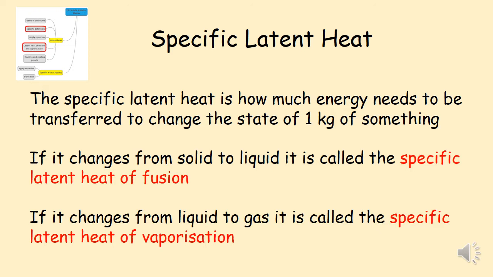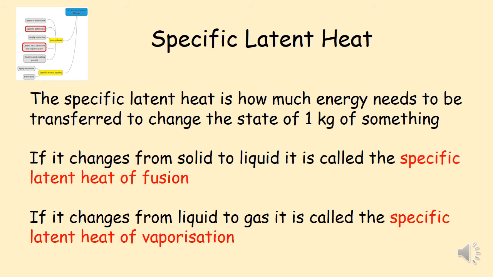Now sticking the word specific before the word latent heat simply makes it specific to 1 kilogram. So our definition is the specific latent heat is how much energy needs to be transferred to change the state of 1 kilogram of something. And we have two versions of specific latent heat.